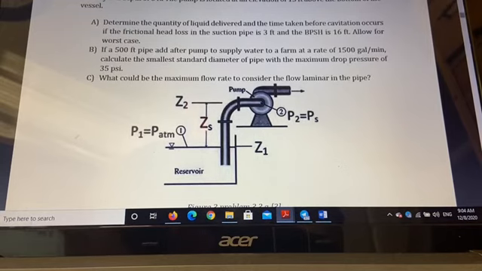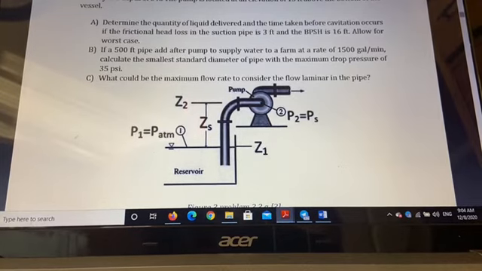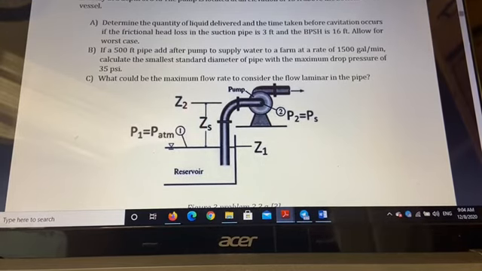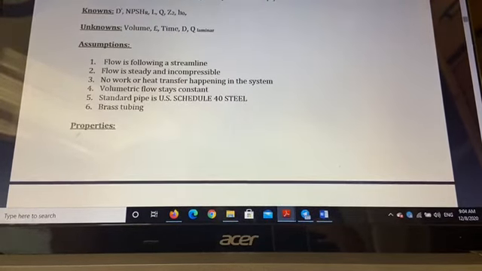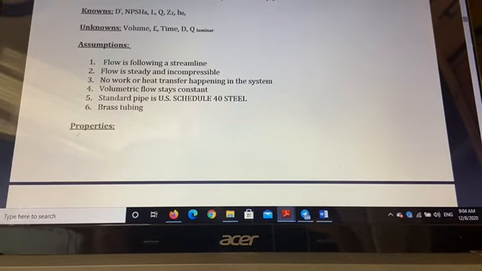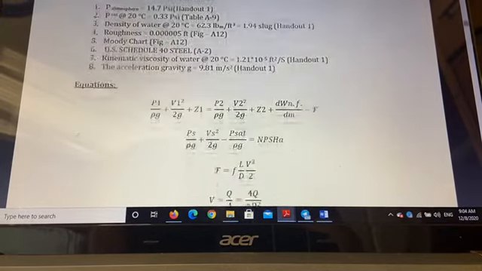I want to determine the quantity of liquid delivered and also the time taken before cavitation occurs. I have the NPSH required. After that, I'm adding a 500 feet pipe to deliver the water through a farm, and examine and discuss the internal flow. The assumptions I take here are that the flow follows a streamline, is steady and incompressible, there is no work or heat transfer in this system, the volumetric flow stays constant, and we use the standard pipe schedule for steel in this question.